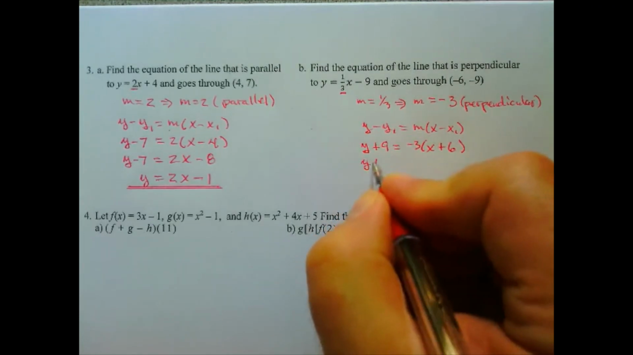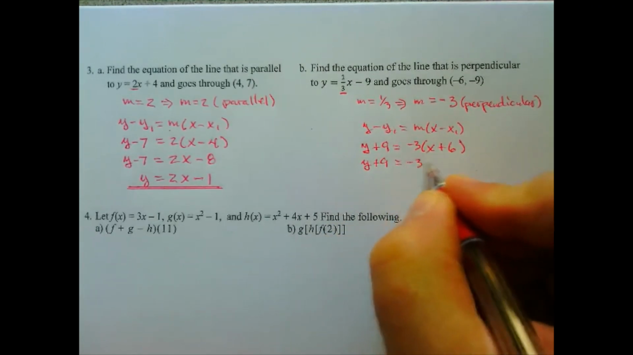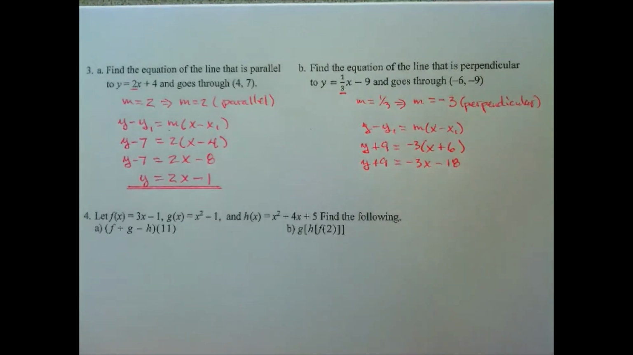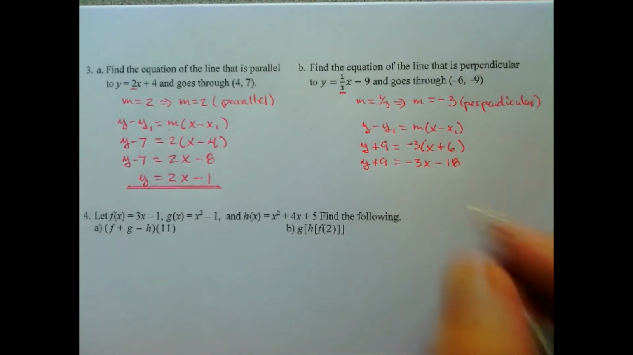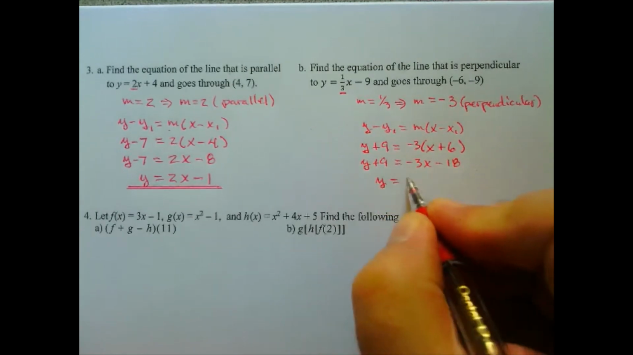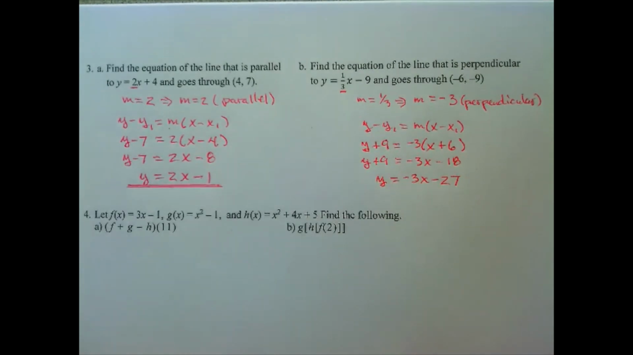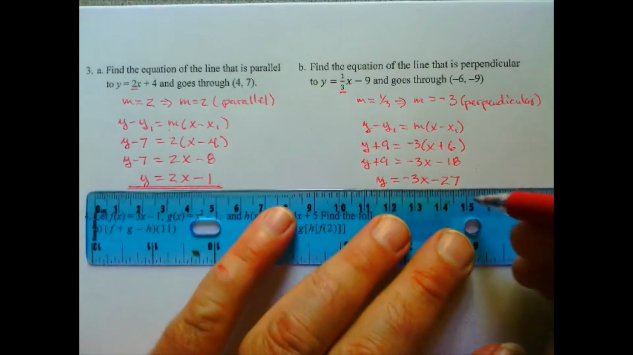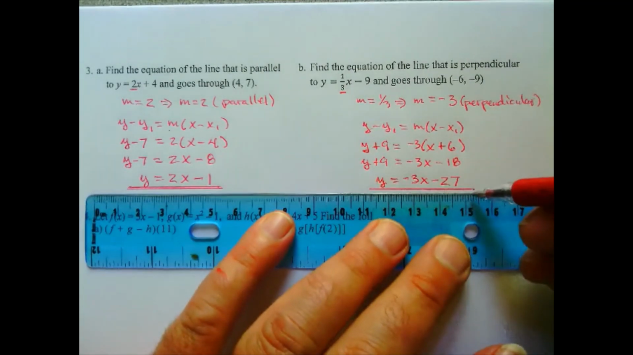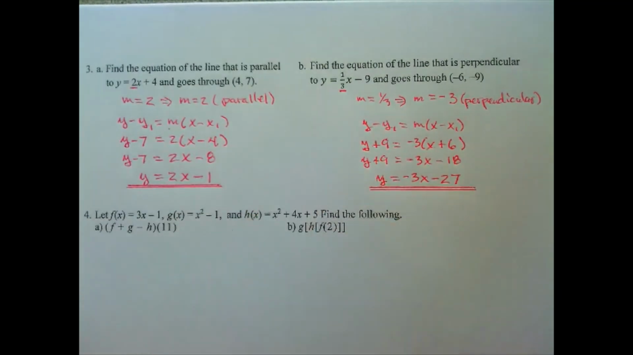So y plus 9 equals -3x, subtract 18. Subtract 9 from both sides, and we have y equals -3x, subtract 27. And so problem 3, parallel and perpendicular, and using the point slope equation to find the equation of the lines that fit the particular information desired.